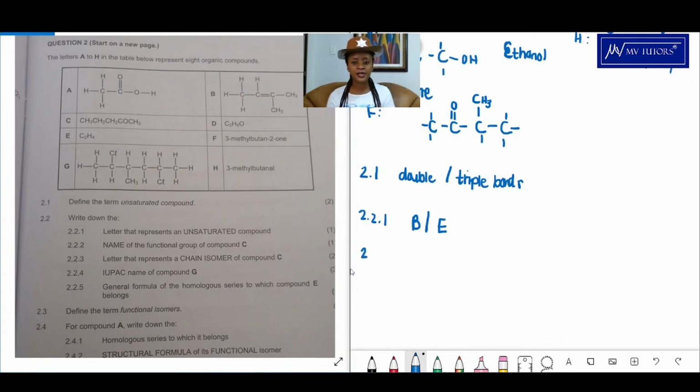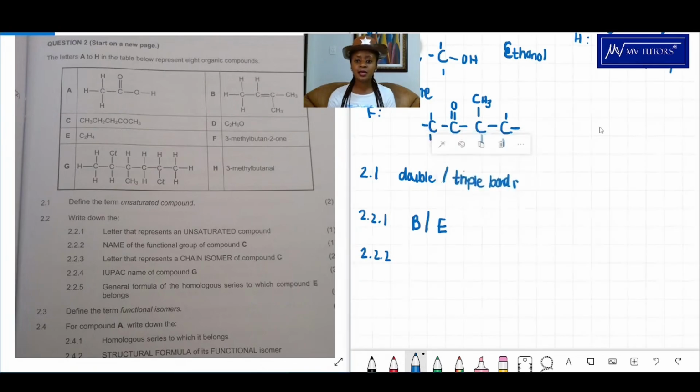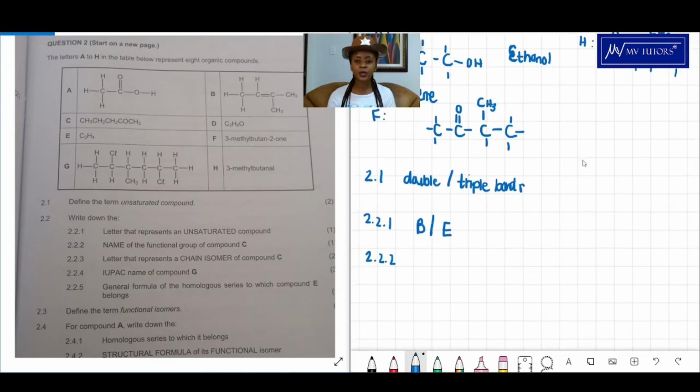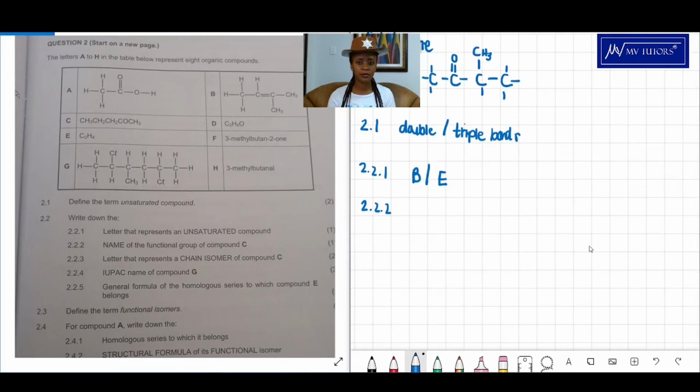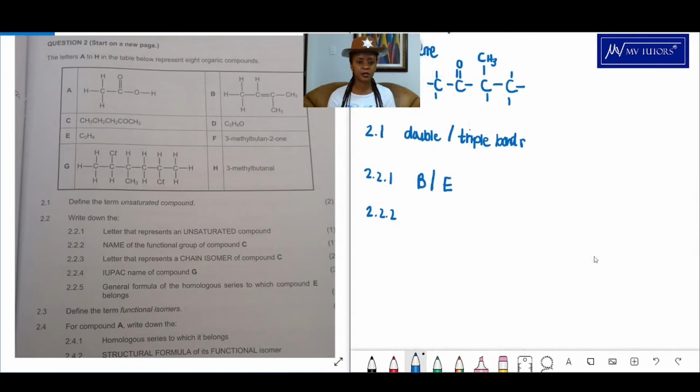Okay, 2.2.2. Name of the functional group of compound C. So C is a ketone. Okay, so that is the functional group, the homologous series. A ketone has a double bond to oxygen somewhere in between. But if it has a double bond to oxygen at the ends, that would be an aldehyde.